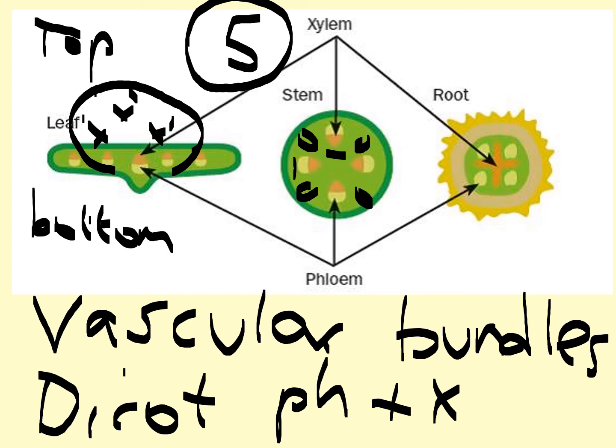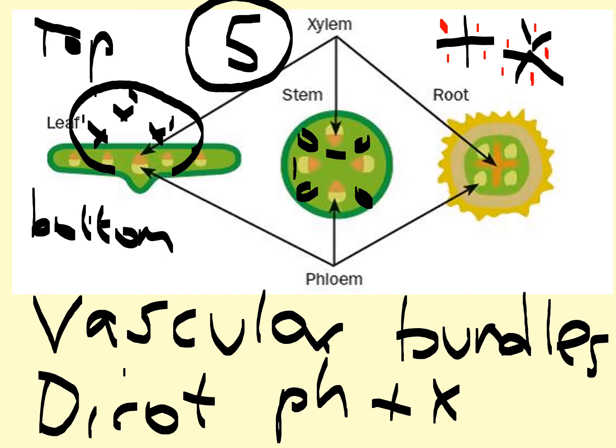Okay, now in the root, your xylem is in the middle and forms either an X shape, or sometimes you can get more than one. So it kind of looks like the spokes of a bike maybe, and the phloem are in the middle between the xylems.